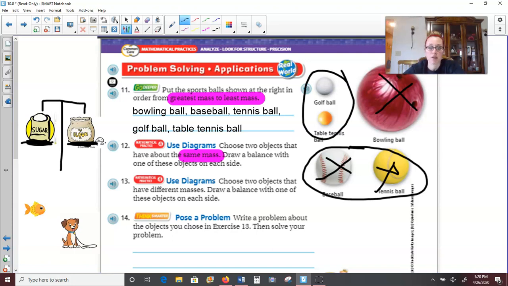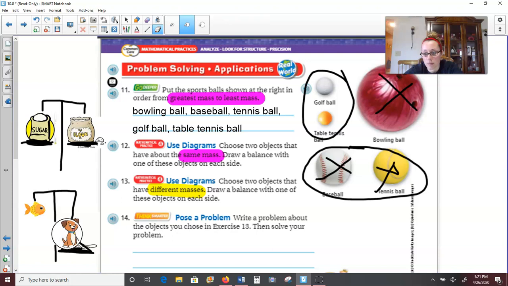So then number 13 wants us to find two objects that actually have different masses and to, again, draw a balance scale showing the weight of the two objects. So I, again, thought ahead of time here, and I picked a fish and a dog. And a dog is going to weigh much more than a fish, even if it's a small dog. Whoa, just drew all over him. And a fish is going to have less mass.